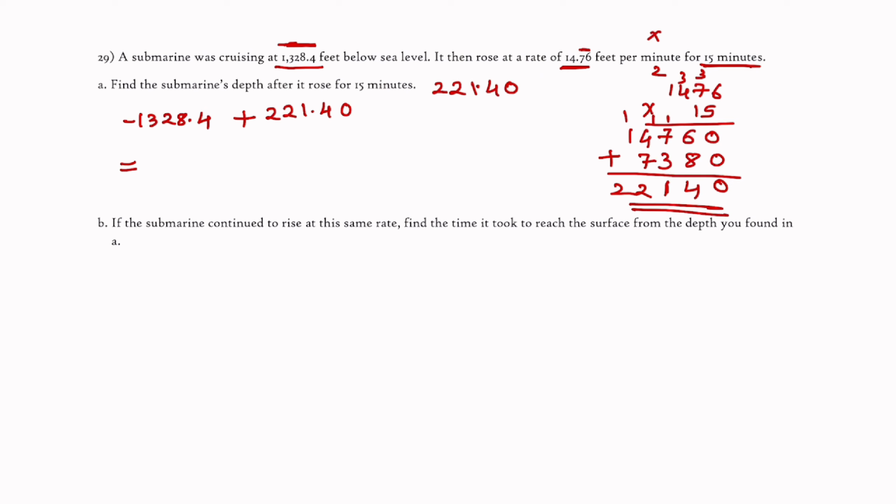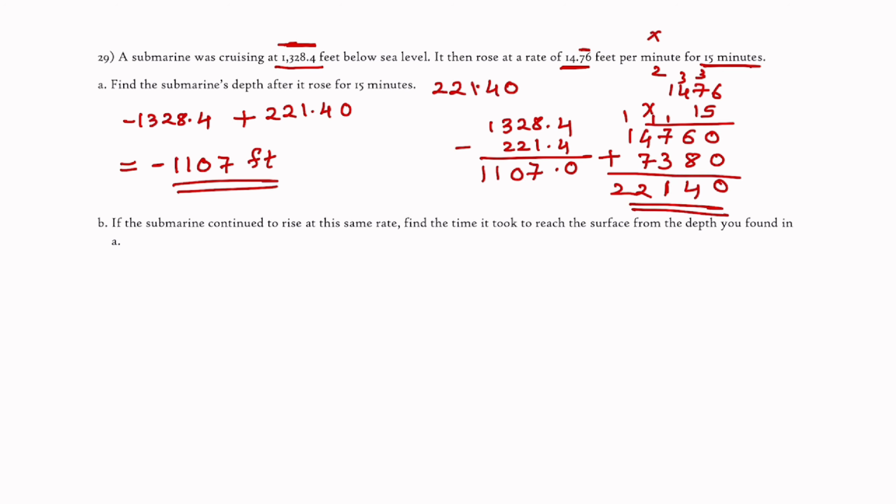It results into how much? Let's do the calculation here. 1328.4 minus 221.4. So that's 0 here. 7011. It is 1107 feet below the sea level. Negative number, larger one, so negative sign. So it is still not up, it is at this position.